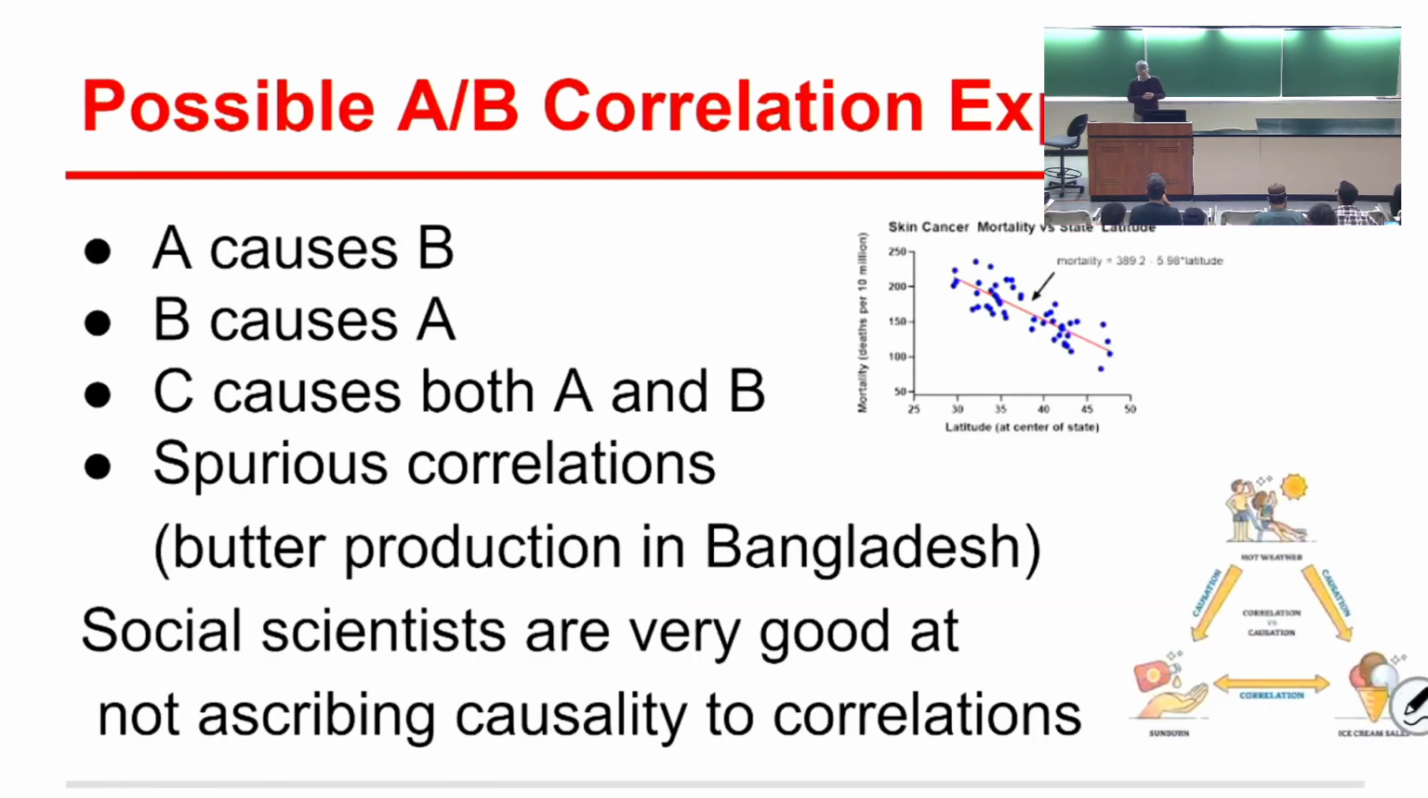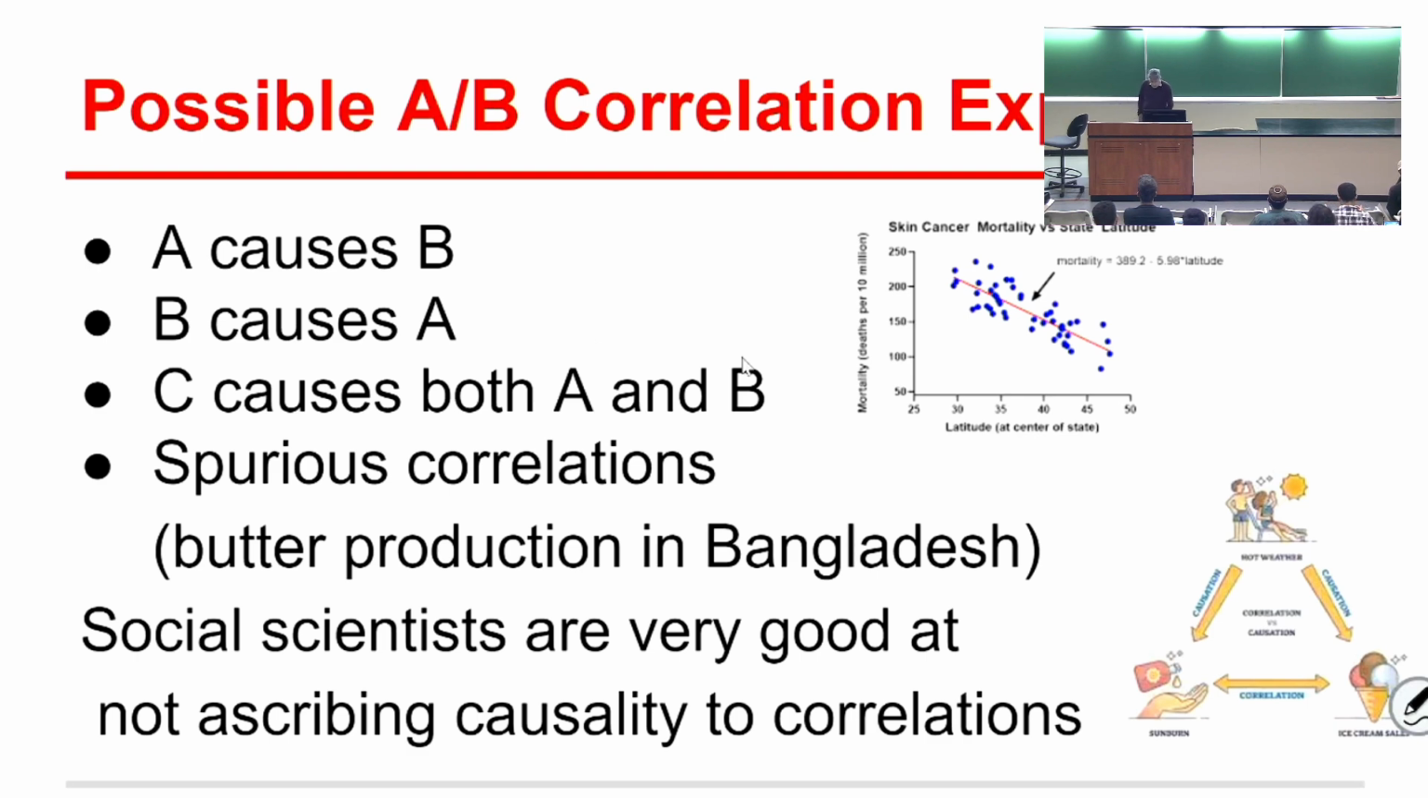So what is the situation when you have two variables that are correlated? A question: if there's a correlation value between two variables, does that mean that one has to cause the other? What are the possibilities if you have a correlation between two things? It could be that A causes B. It could be that B causes A. It could be that there is some C that causes both A and B.